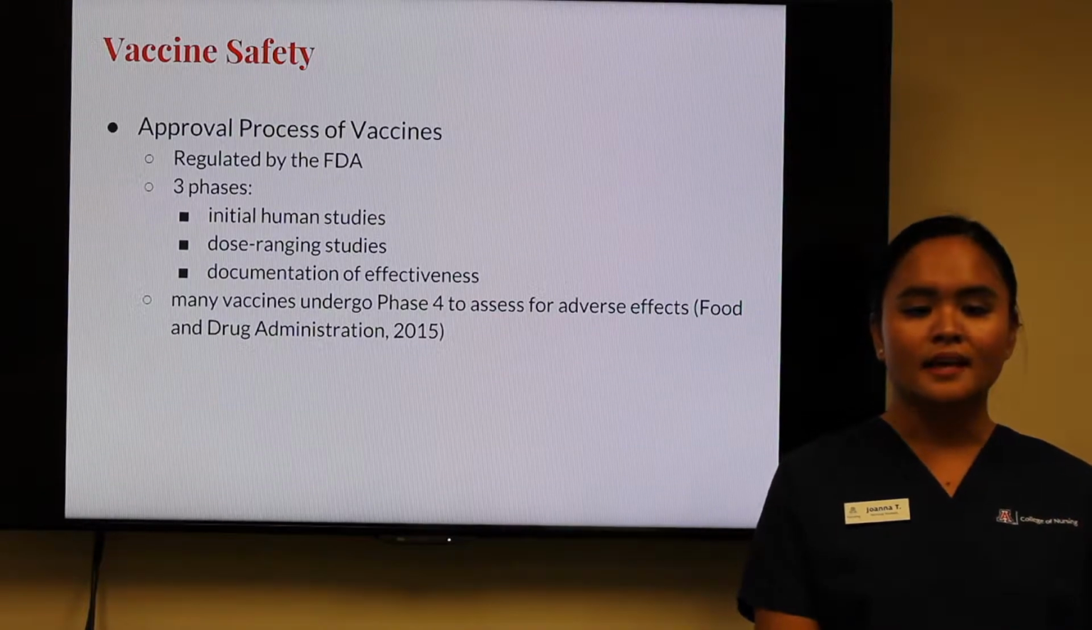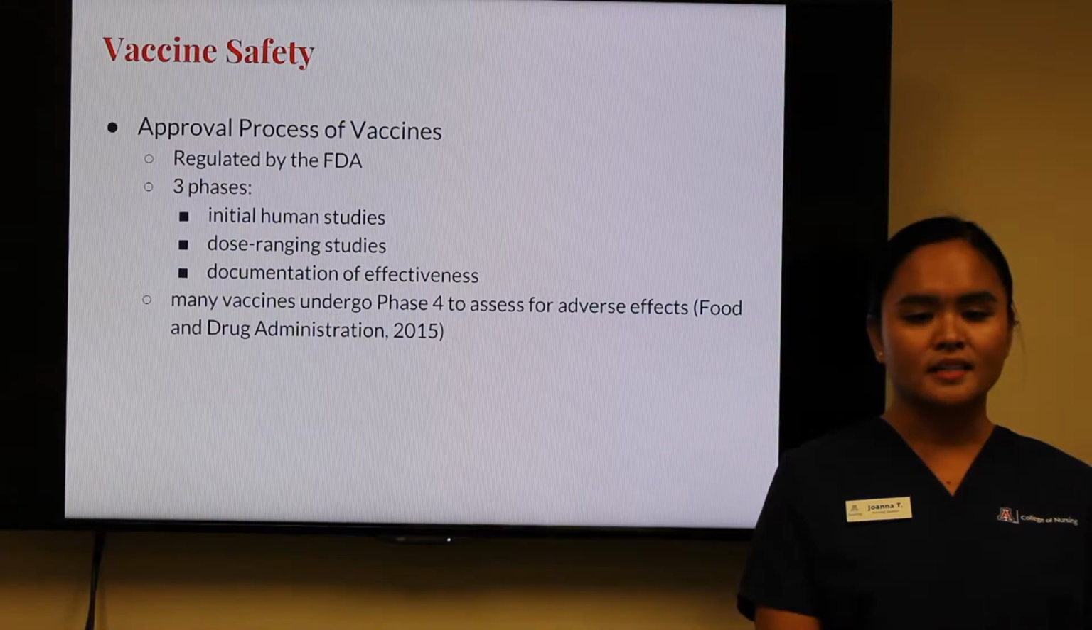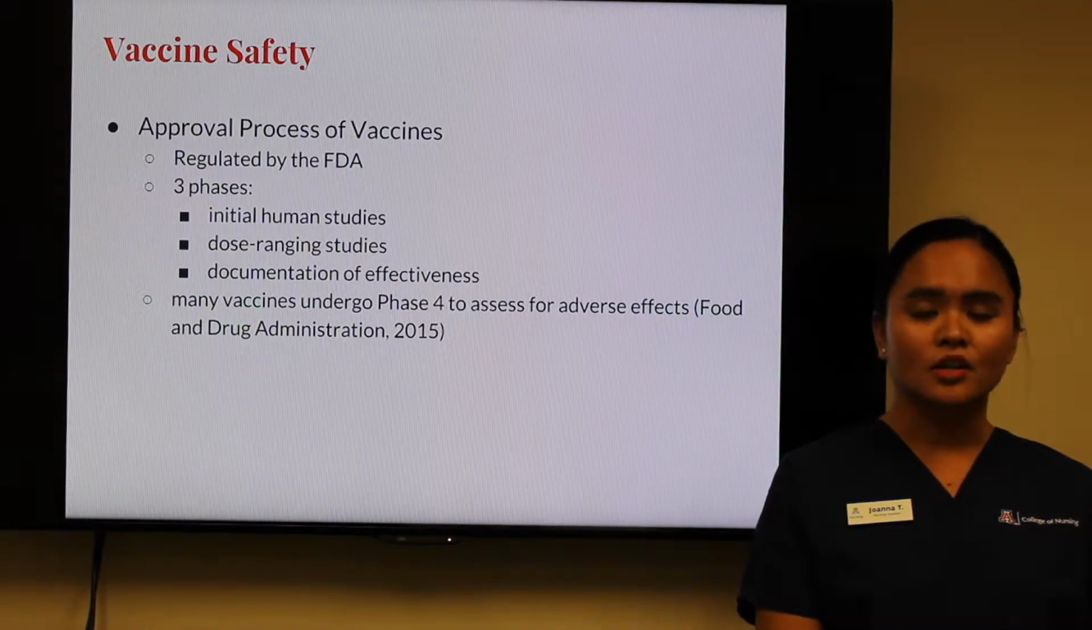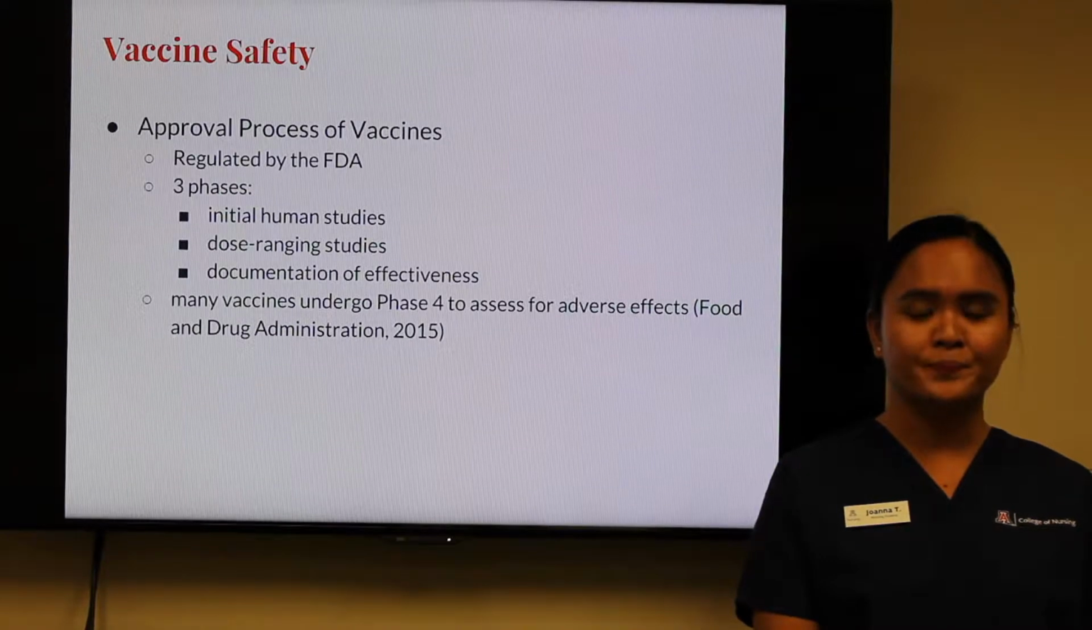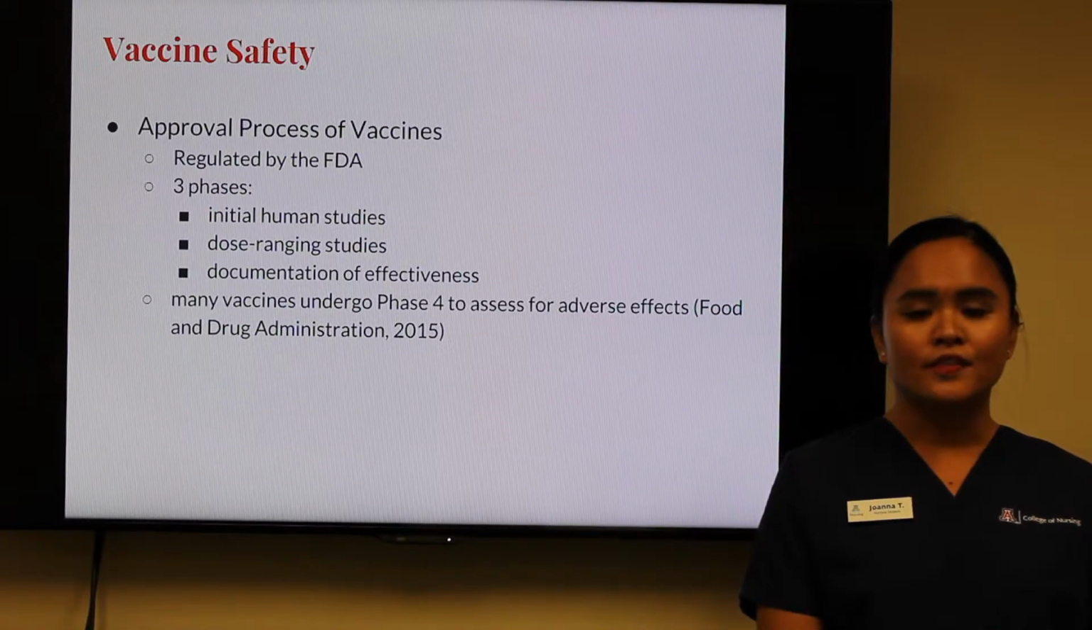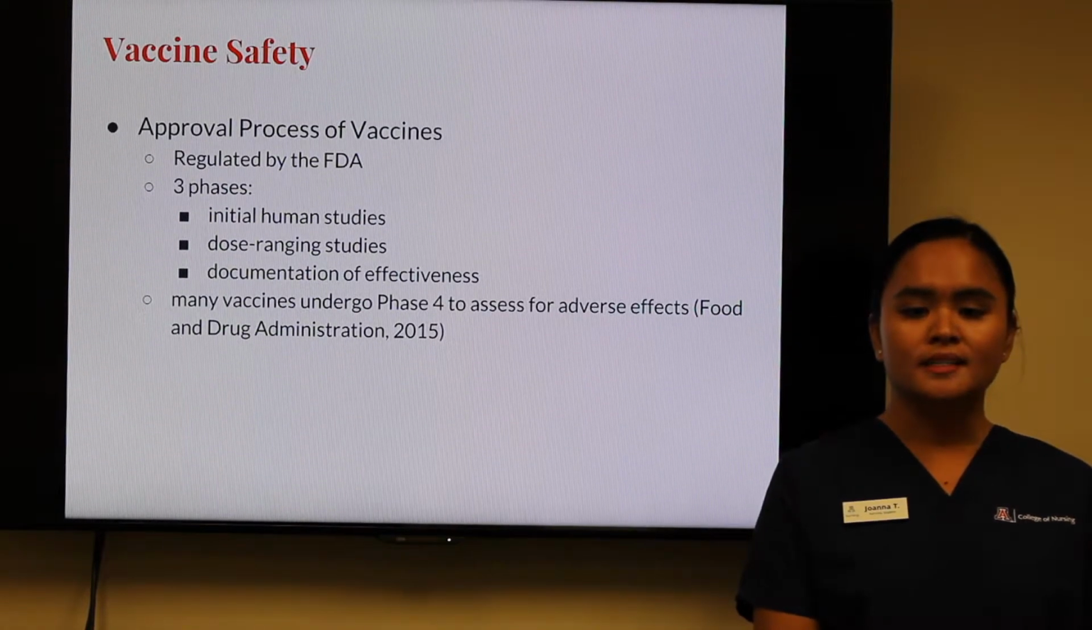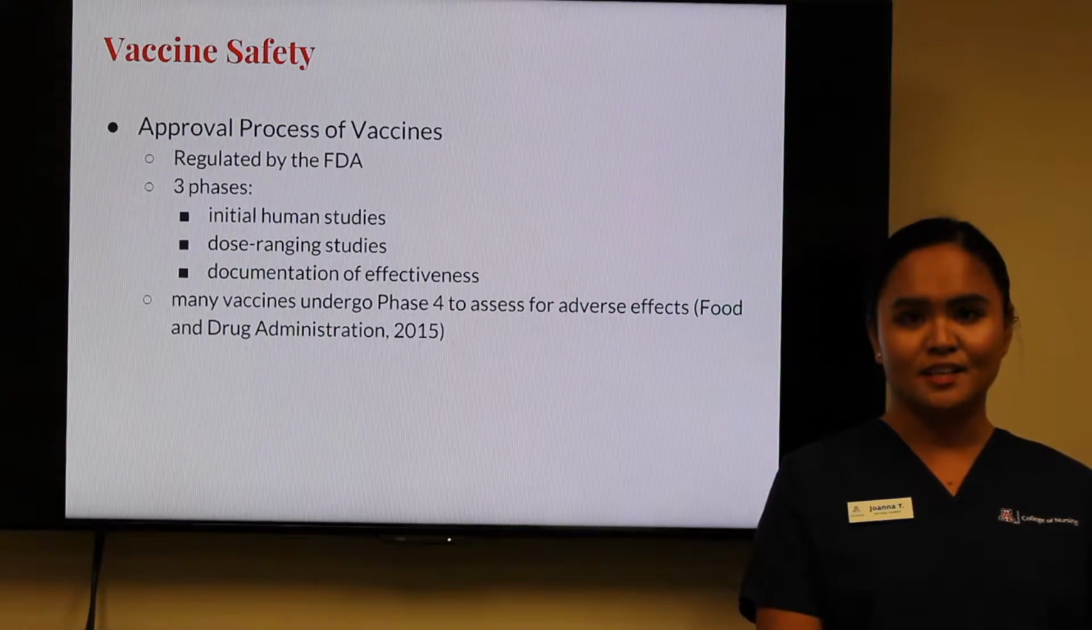The third phase, documentation of effectiveness, is where thousands of individuals are assessed for the effectiveness and safety of the vaccine. At any stage, if there are significant concerns about the safety of the vaccine, the FDA may stop any ongoing studies or request more information in order for the study to continue. A lot of vaccines undergo phase 4, which tests for adverse effects and other safety concerns for the vaccine.